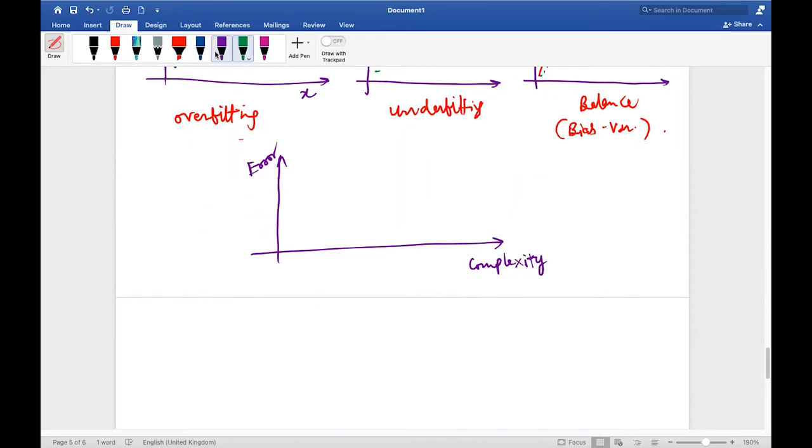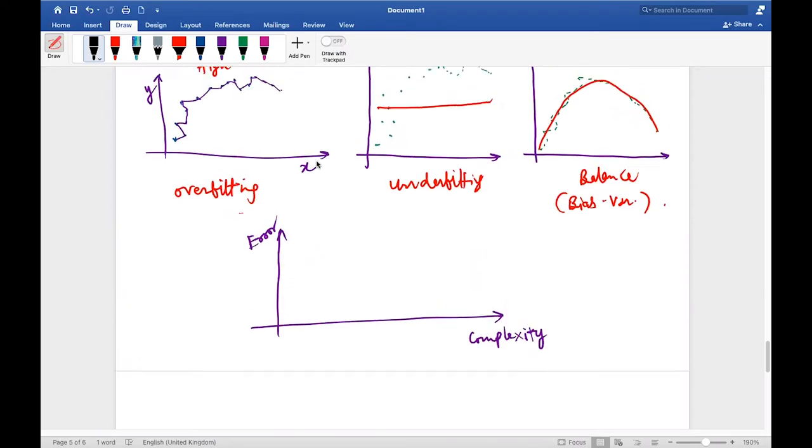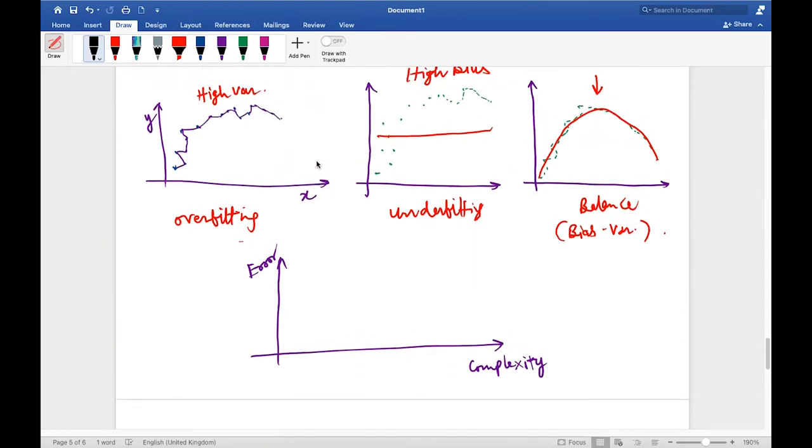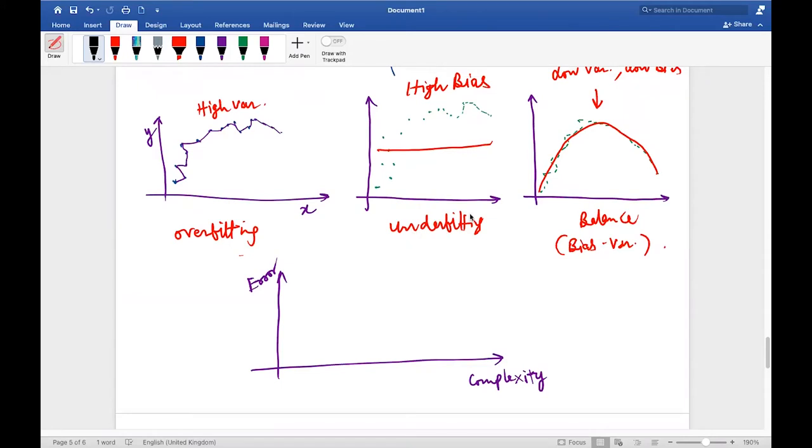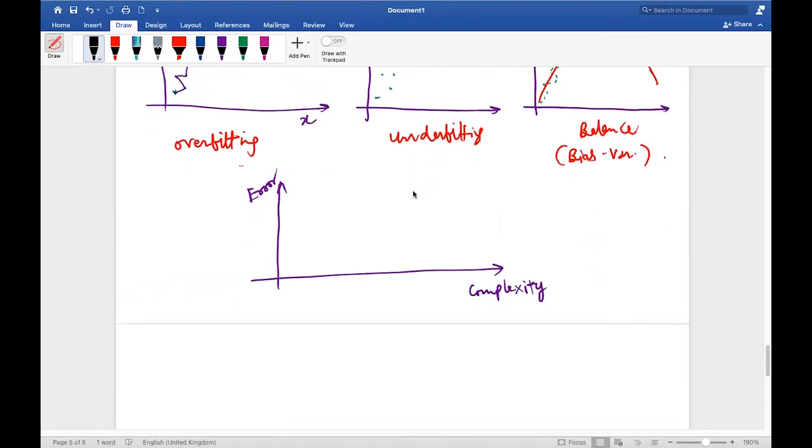Okay, let us first draw, which color should I use here? Let us use black color for bias. What we are saying is, if the complexity increases, does bias decrease or increase? Bias decreases, right? Because bias is where our underfitting happens. If I'm making my model more complex and not oversimplifying, then obviously my bias is decreasing.